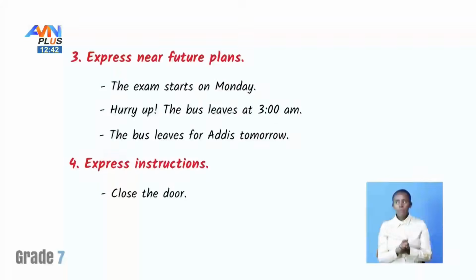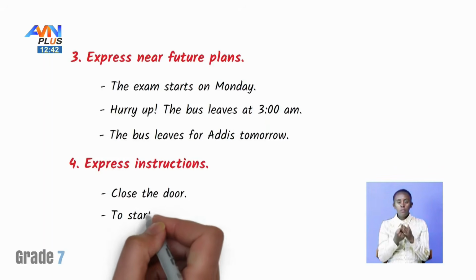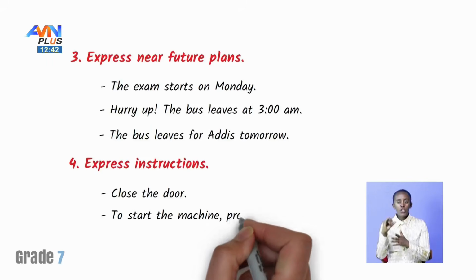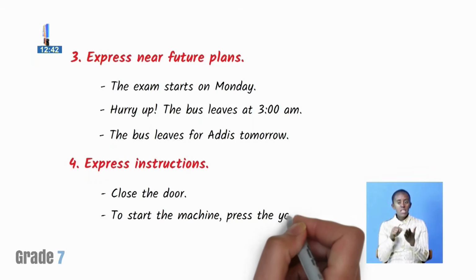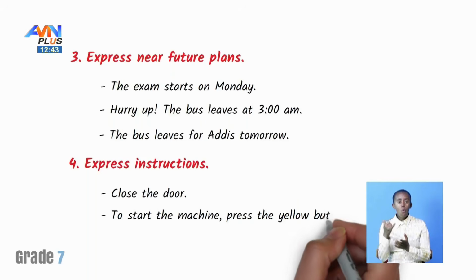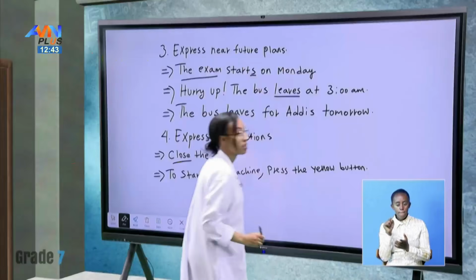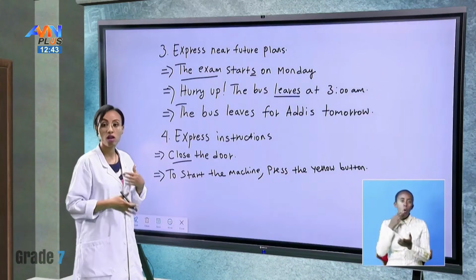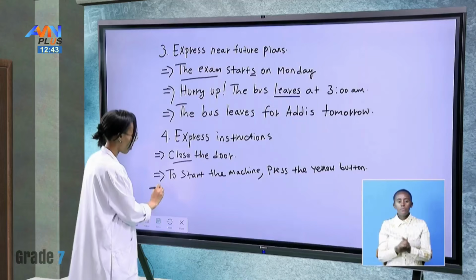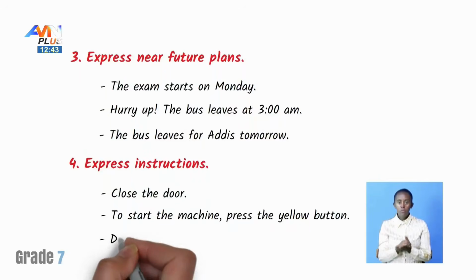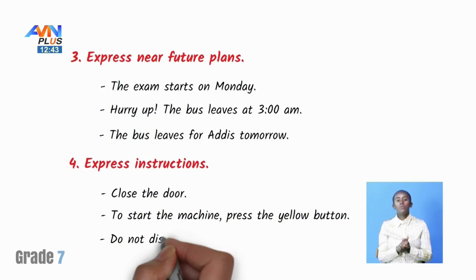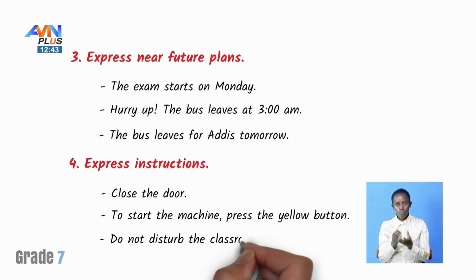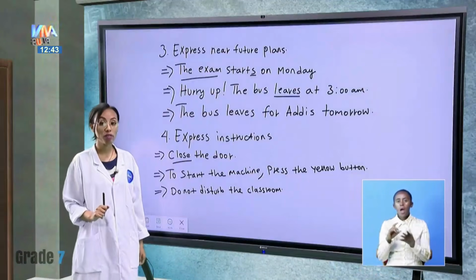Another example. To start the machine, comma, press the yellow button. Again, here we are giving instructions or commands depending on what we're saying. Another one. Do not disturb the classroom. Do not disturb the classroom. Again, we are giving instructions.